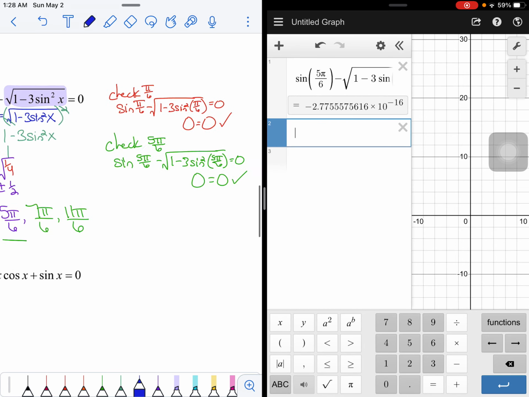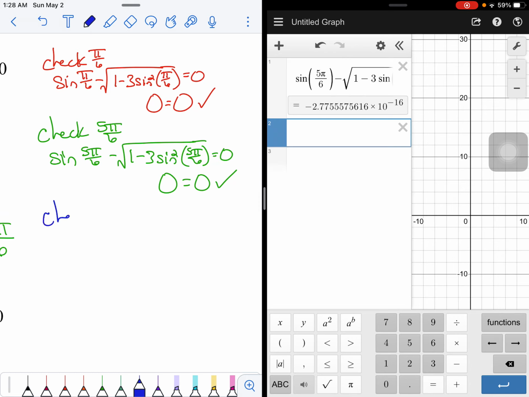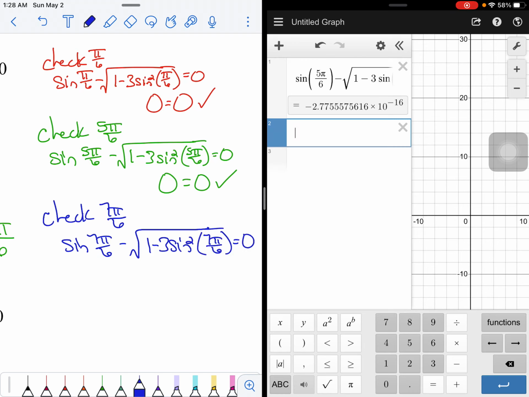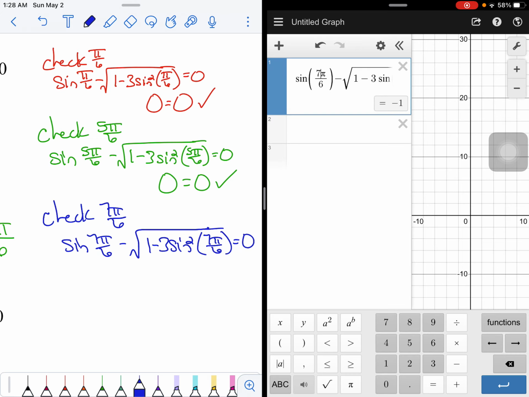Separately now, I'm going to go ahead and check 7 pi over 6. So sine of 7 pi over 6. And you'll notice it's the same equation each time because we keep checking the same thing. I'm going to go back to the original here, delete out the 5, replace it with a 7. Let me arrow over far enough. There we go. Delete out the 5, replace it with a 7.